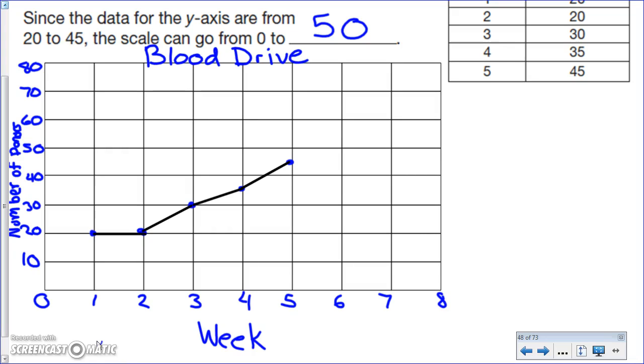Please make sure you have all of the data on the graph, all the pieces of it filled in, and then you may glue this paper in your math notebook to use as a reference.